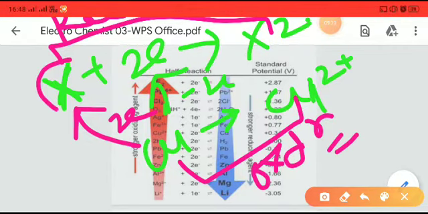So X is acting as an oxidizing agent because it is doing a reduction towards itself, but an oxidation towards the other element. Okay, so the element which takes or accepts electrons easily and becomes reduced will be acting as an oxidizing agent.